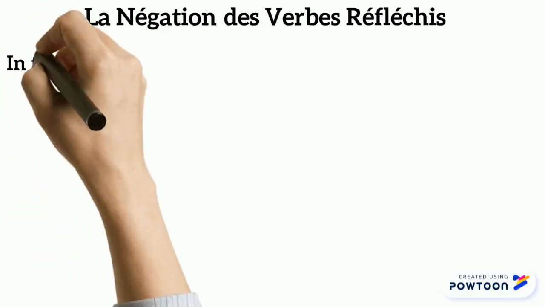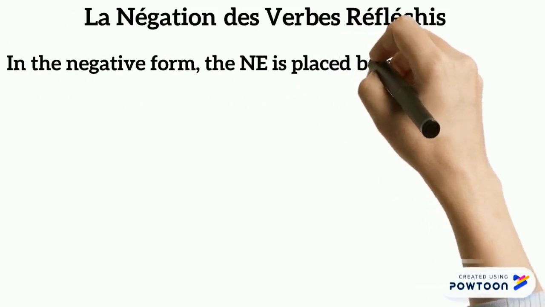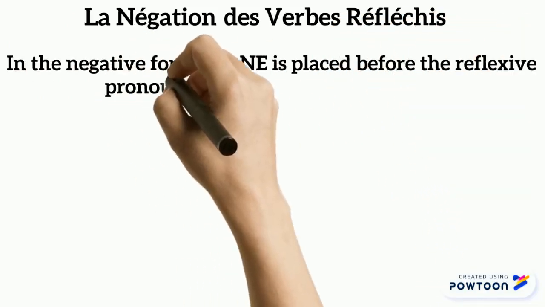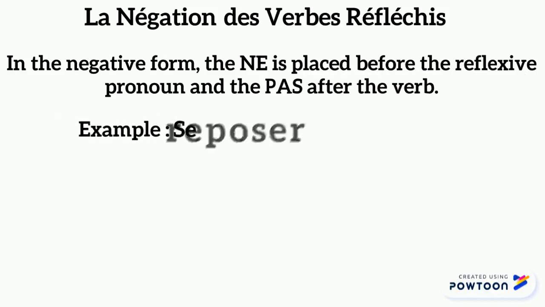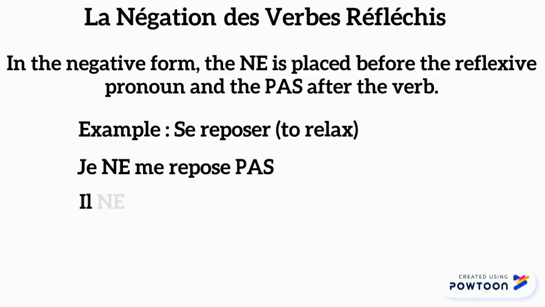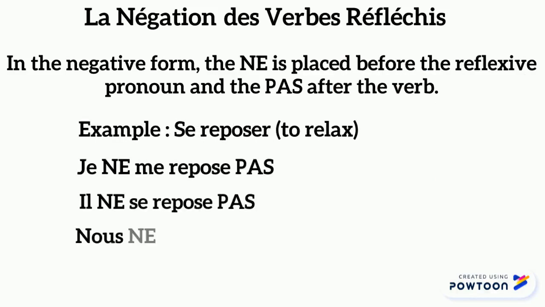In the negative form of the reflexive verbs, the ne is placed before the reflexive pronoun and the pas after the verb. For example, se reposer, to relax. Je ne me repose pas, il ne se repose pas, nous ne nous reposons pas.